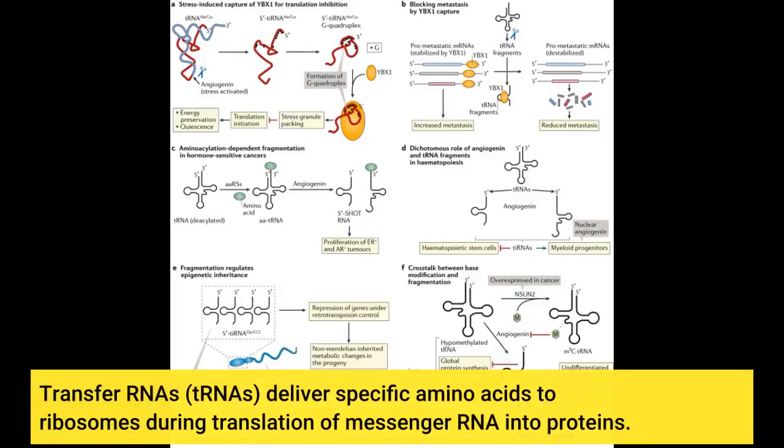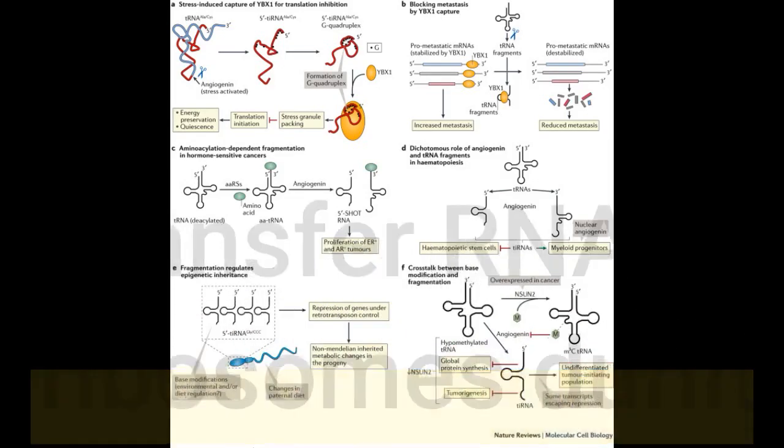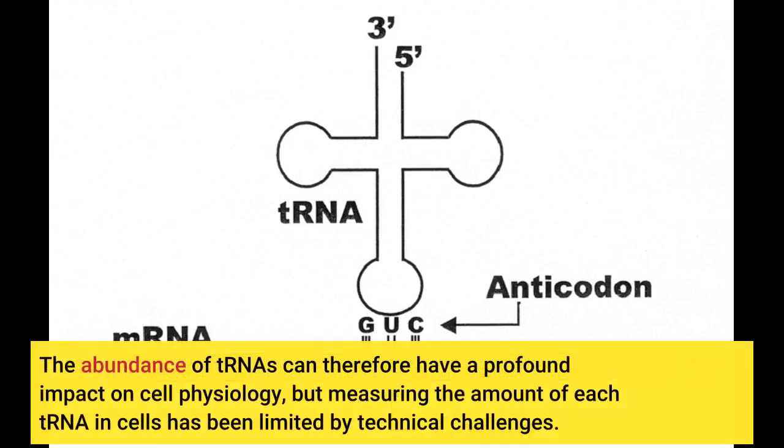Transfer RNAs, tRNAs, deliver specific amino acids to ribosomes during translation of messenger RNA into proteins. The abundance of tRNAs can therefore have a profound impact on cell physiology, but measuring the amount of each tRNA in cells has been limited by technical challenges.